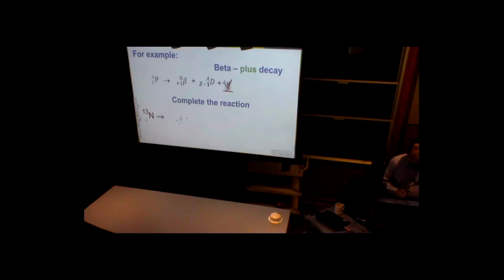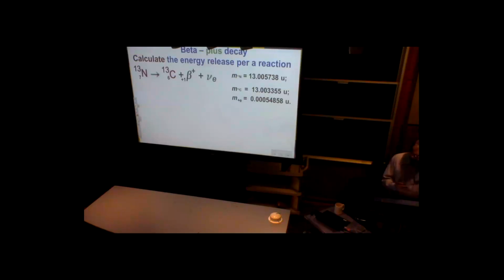So, what is important? This is supposed to be 6 carbon 13, also not a stable isotope. It will decay eventually again. And to calculate the energy, we just need to apply the same approach. Numbers on the screen present, what do they present? What type of masses?